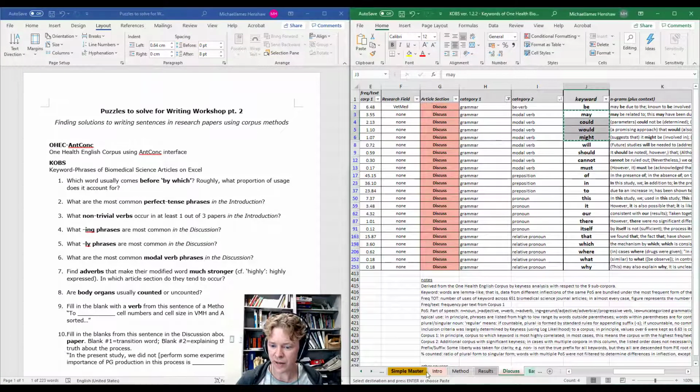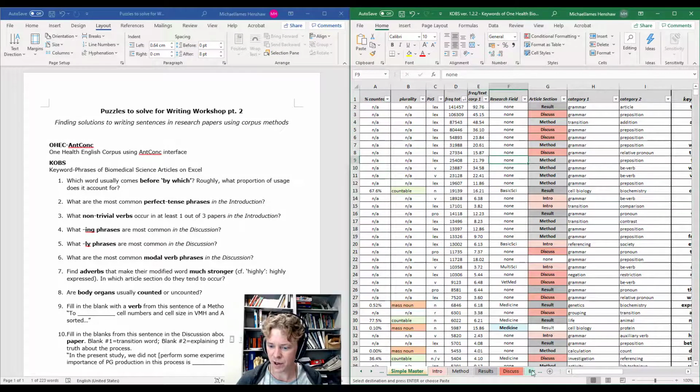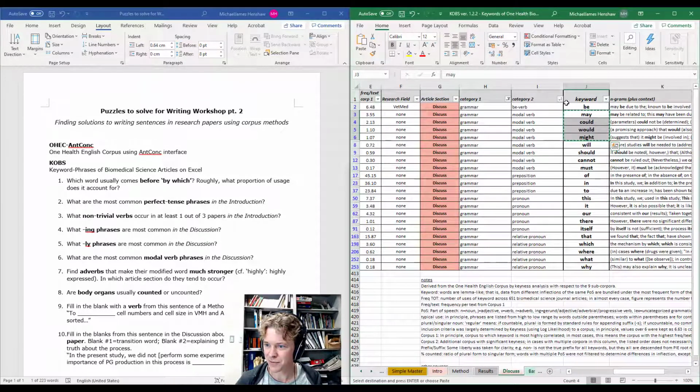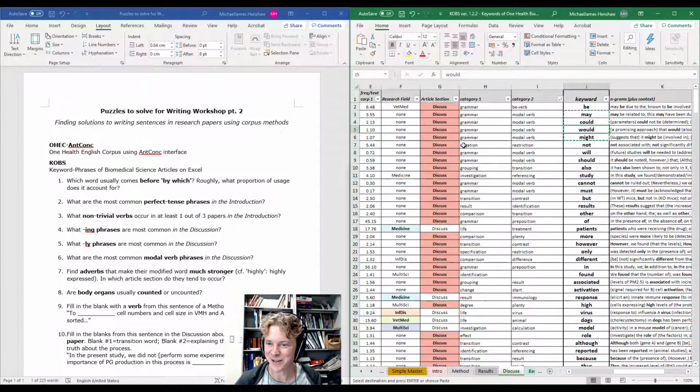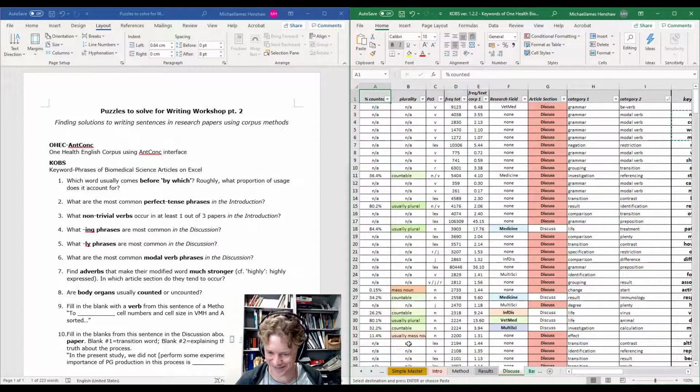And on the KOBS, we have a... I didn't clear my filter, did I? Always clear your filter before you leave. Clear your filter before you leave. That's my mantra.